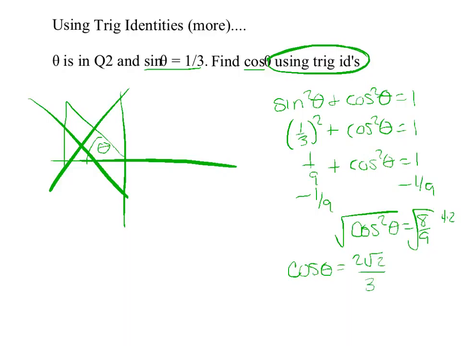But now we have to go back and figure out, is this positive or negative? Remember, we're in the second quadrant. Cosine is the x value, and it looks like the x value is negative here, so our answer should be negative.